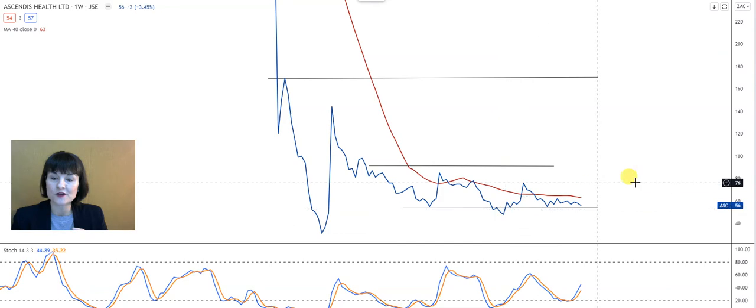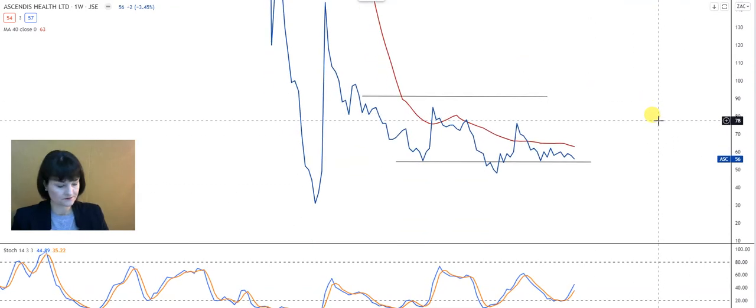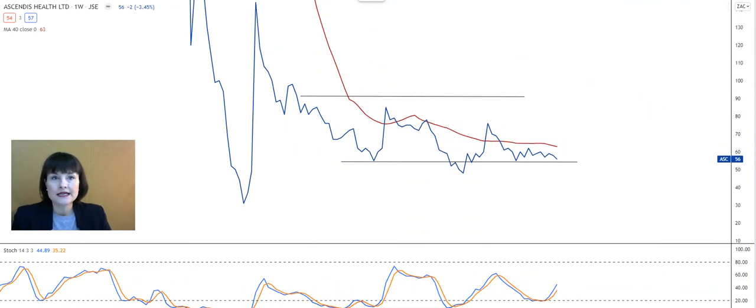We've got here a possible, and I want to zoom it out even more, inverse cup and handle formation. I've got my first loop, tested the supports, and it looks like I'm working on a possible handle formation. And I say possible because the warning around this inverse cup and handle will only be confirmed when that support level starts to change into a resistance. In other words, when the share starts to consolidate below it, and that is waiting at 55 cents.